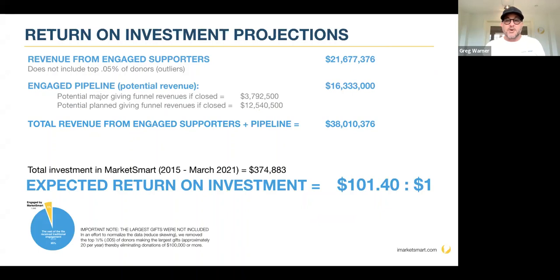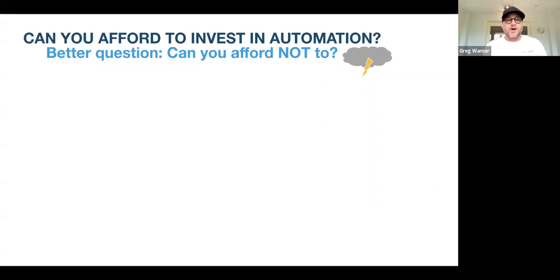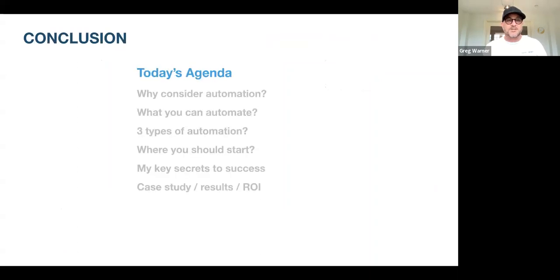Now, important to note, though, that we did remove the principal donors from this analysis because it really warped the data, it warped the results. So we took out the wealthiest, the biggest gifts. I think it was over $100,000 gifts that we took out. All right, so the question is, can you afford to do this? I say, can you afford not to? That's what I think.